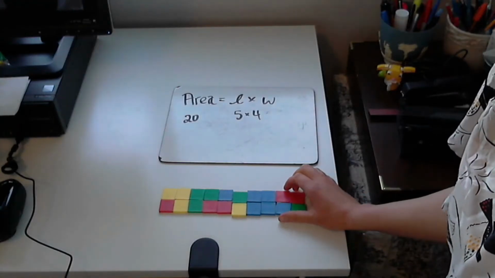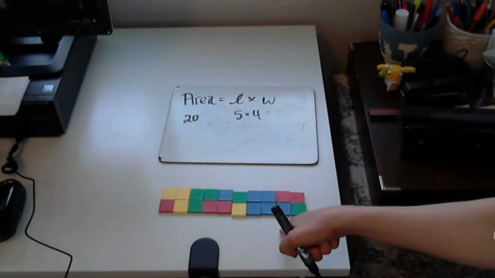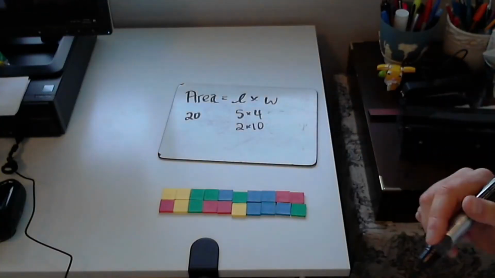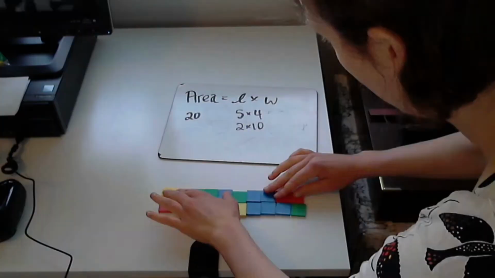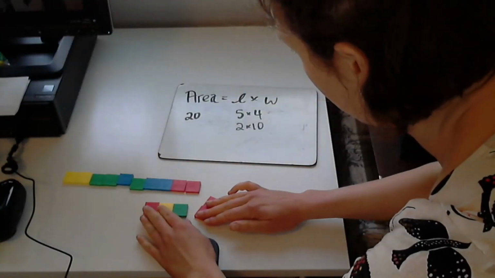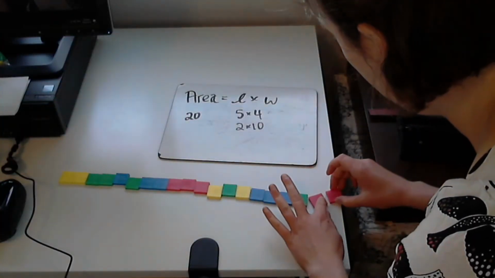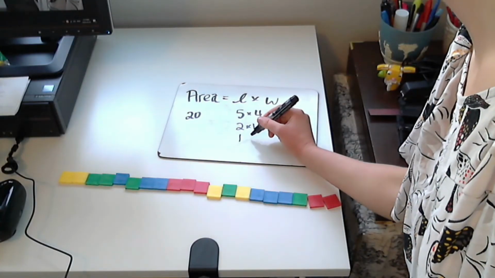So now I have a rectangle that is 2 by 10, which means 2 and 10 are also factors of 20. You could also split this whole thing in half again and make just one really long rectangle. It's only 1 square unit high, and then you would have a rectangle of 1 by 20.